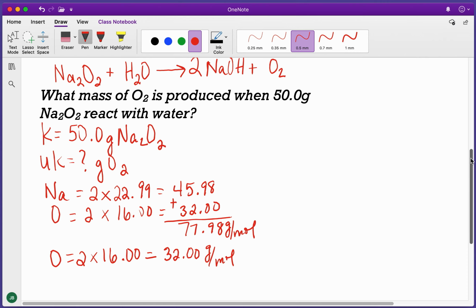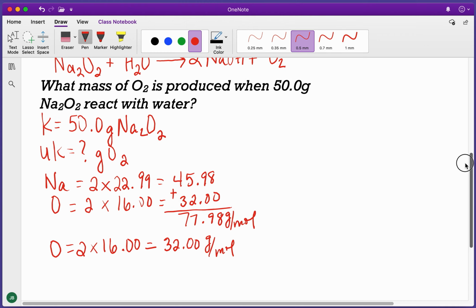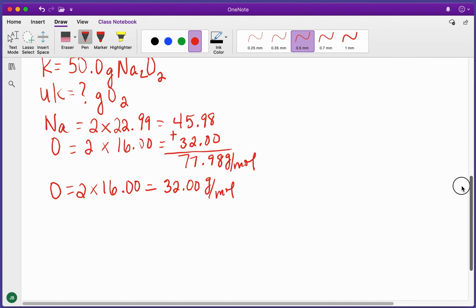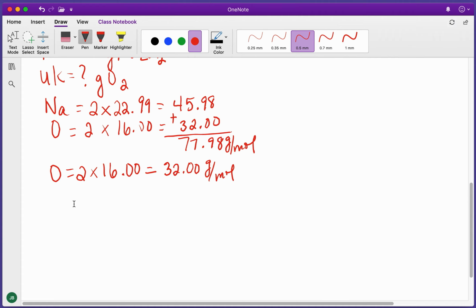All right, so now we can go ahead and put down our train tracks. Now, these problems tend to be pretty long, so you want to make sure you have enough space. If you're somebody who writes big, you may want to try to write a little bit smaller so that your problem will all fit across your screen. So we're going to start off by putting in our known value of 50 grams of sodium peroxide.